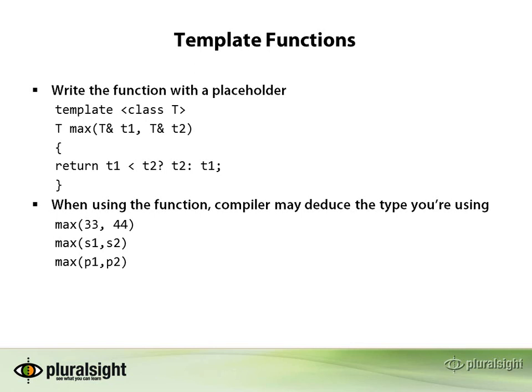So if you want, you can specify which specialization you want, like this. This says, I'd like the max of 33 and 2.0, and I specifically want you to use the double version of max. And that will, of course, for the case of max, which returns a T, mean that it will return a double.